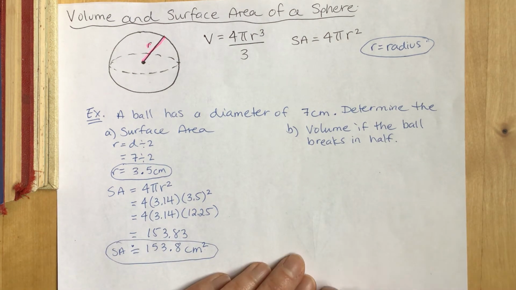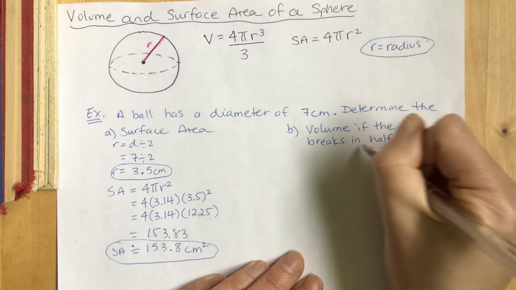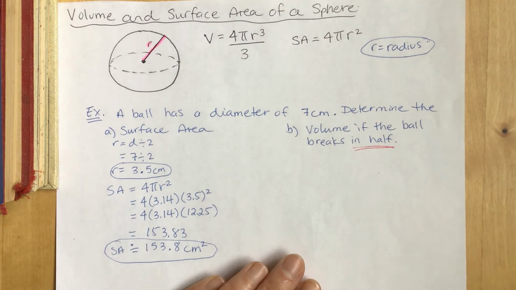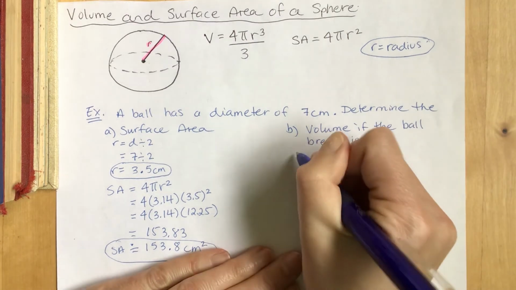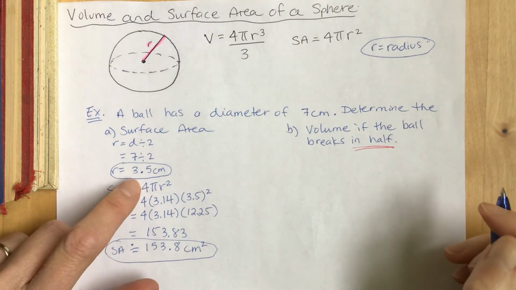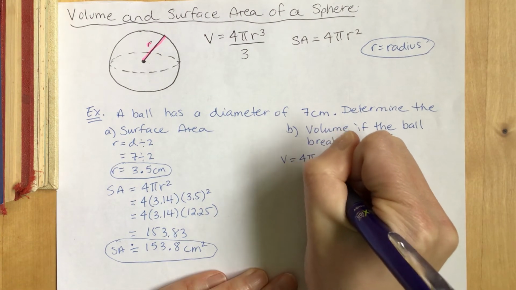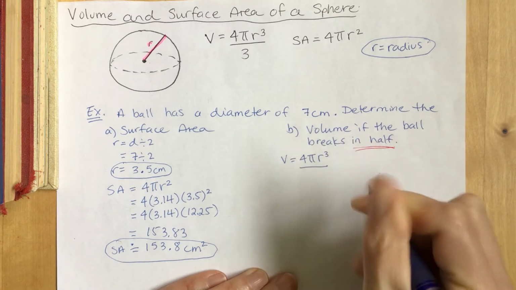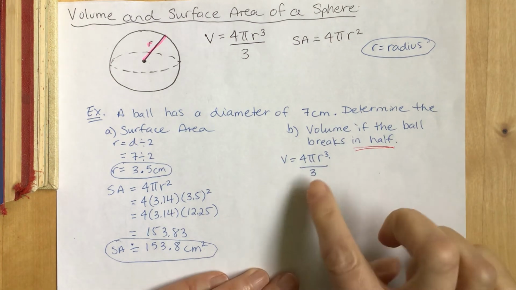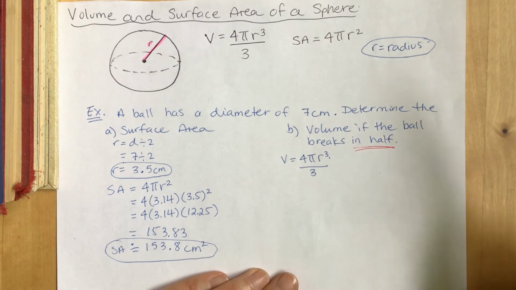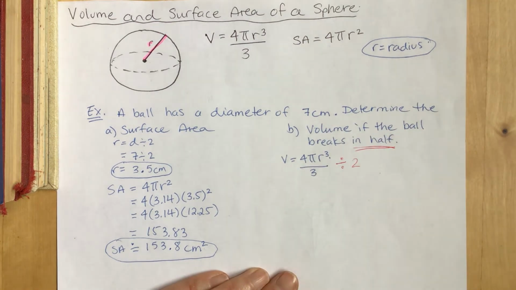Okay, next we're going to be doing the volume, and we're going to be looking at the volume of the ball if it breaks in half. So what this means is that we're going to start by just writing down the volume formula as we have it up here, and we've already found the radius over here. We don't need to do that again. So volume is equal to 4 times pi times r cubed. Cubed or to the power of 3, that means the same thing. And all of that is divided by 3. Now this is for a full sphere, but we only have half a sphere, so we are going to divide all of this by 2.